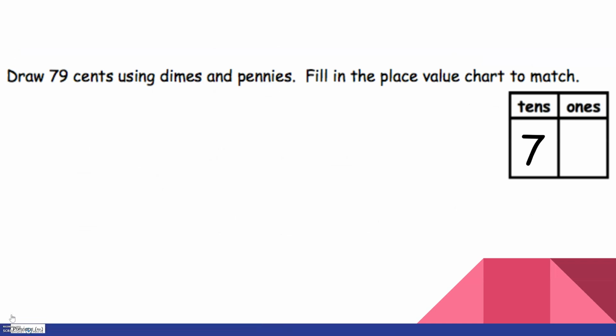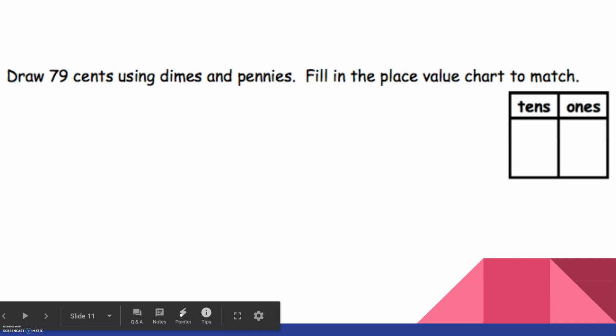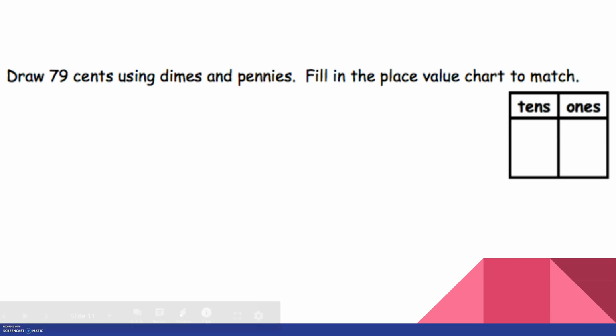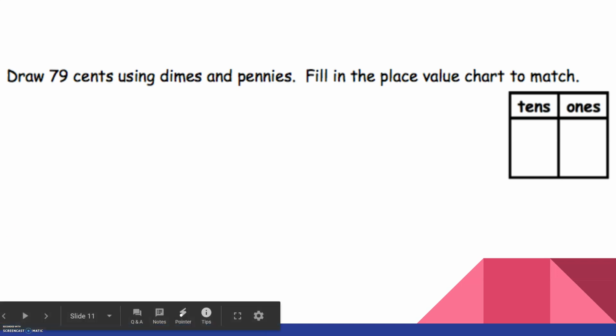I bet you are. Okay, so this problem says draw 79 cents using dimes and pennies. And then you'll fill in that place value chart. So I want you to use your piece of paper. I want you to draw however many pennies you need and however many dimes you need to make 79 cents. If you need to pause the video, that's okay. Just go ahead and draw that out and see how many you need. Or if you have your coins, count out your coins right in front of you. And I will have our answer on the screen in just a second. So if you need to pause it, go ahead and pause it.